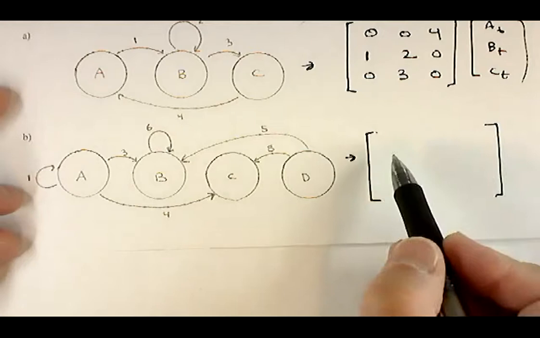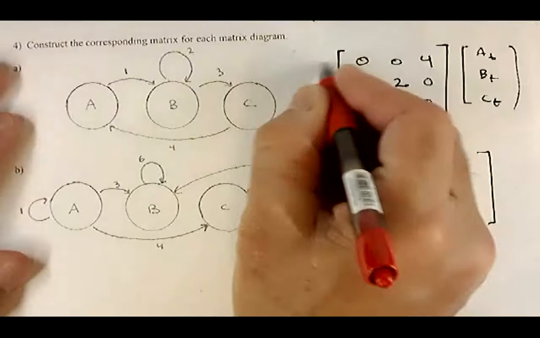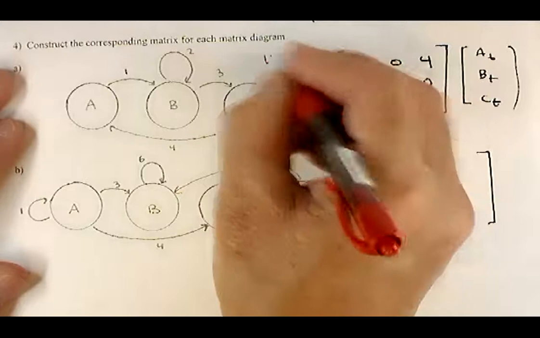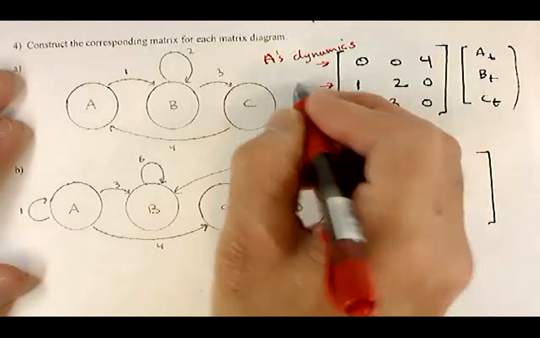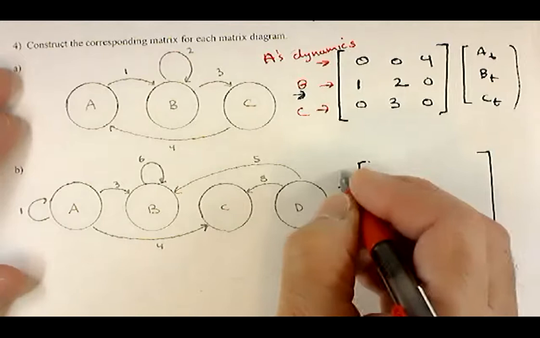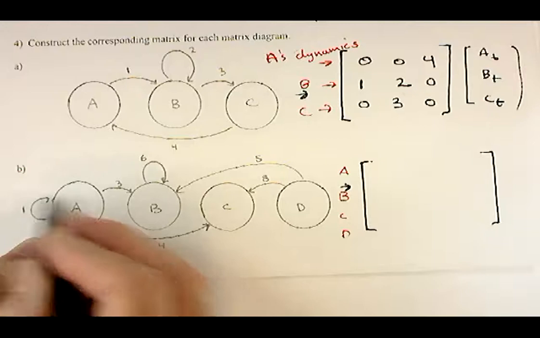All right, so hopefully you're seeing how this works. Basically in your first row here, you want to ask how A is changing. This is describing A's dynamics, that's the word we're using here. And then this is describing B's dynamics and this is describing C's dynamics. So you'd have the same thing here: A for the top row, B, C, and D here. So what's happening with A? A's population is contributing to itself by a factor of 1.